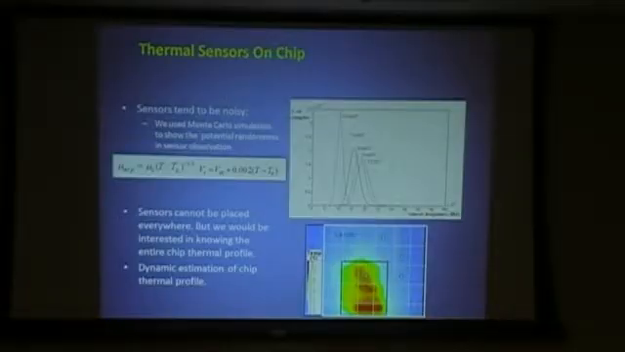Sensors cannot be placed everywhere, as we mentioned. They can only be placed in areas where there is some white space available to locate thermal sensors.